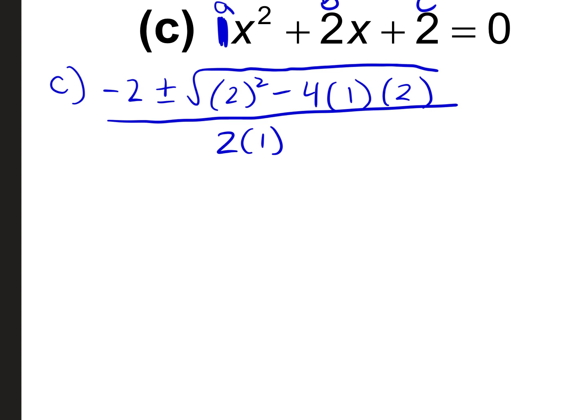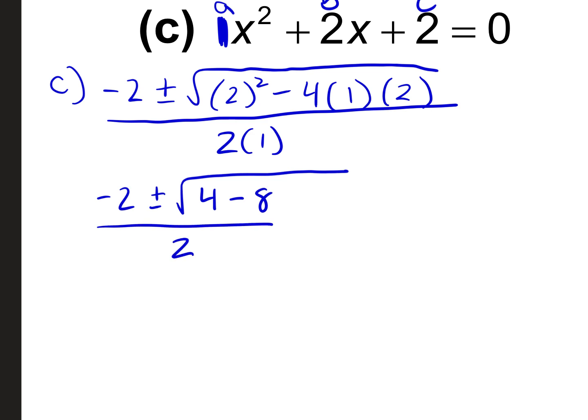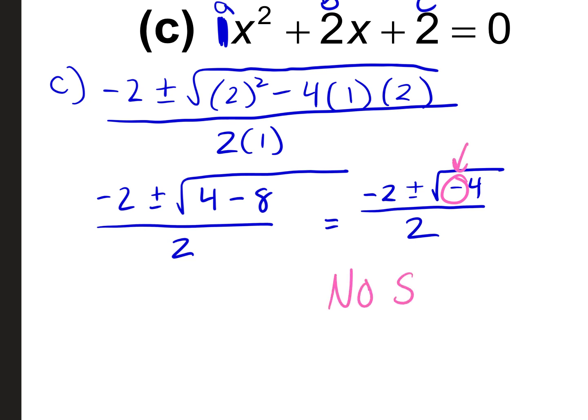Next, let's simplify. Negative 2 plus or minus the square root of 2 squared is 4 minus 8 over 2. Let's simplify a little bit more. Negative 2 plus or minus the square root of negative 4 over 2. What is the square root of negative 4? 2i. And what does the i mean? Imaginary numbers. We're not dealing with imaginary numbers, so if you have a negative under the square root, that means that there is no solution.